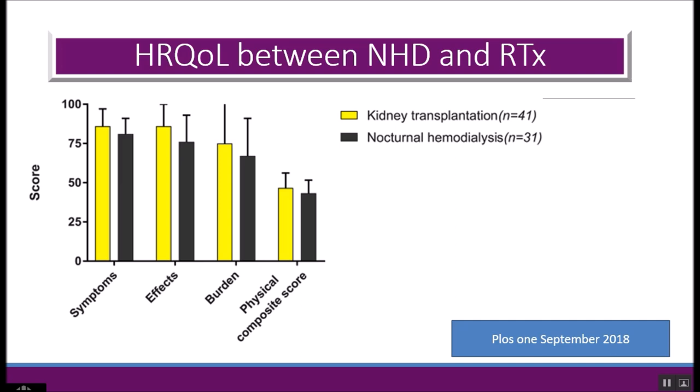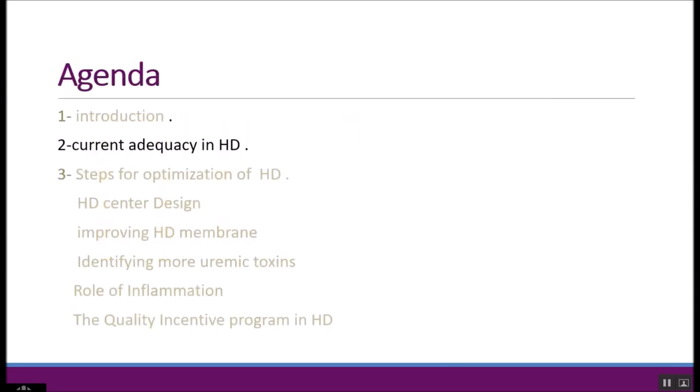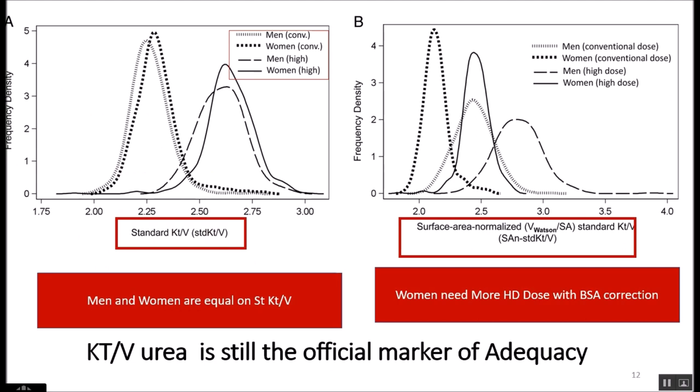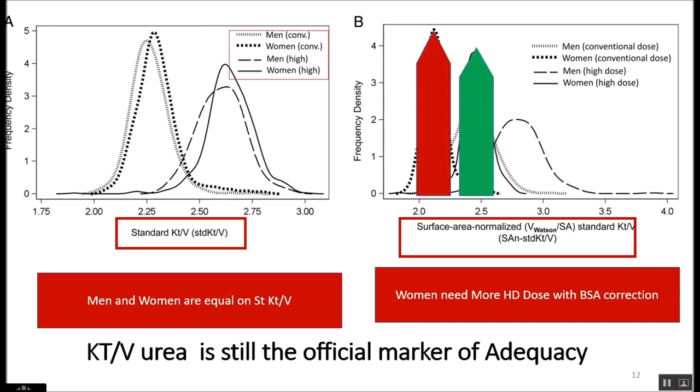However, short sessions of hemodialysis are associated with negative outcomes. So the agenda will go to the current adequacy of hemodialysis. The current adequacy is a standard Kt/V. And if you calculate that on the basis of body surface area, you will find that women and small patients are currently underdialyzed. However, Kt/V urea is still an official marker of adequacy between genders and between big and small weighted patients.